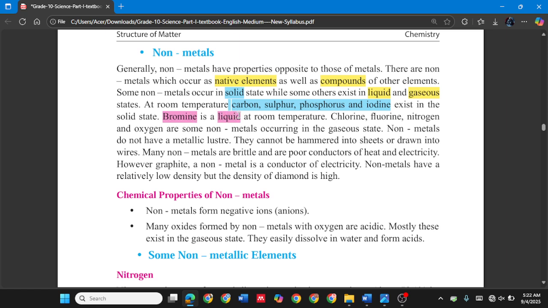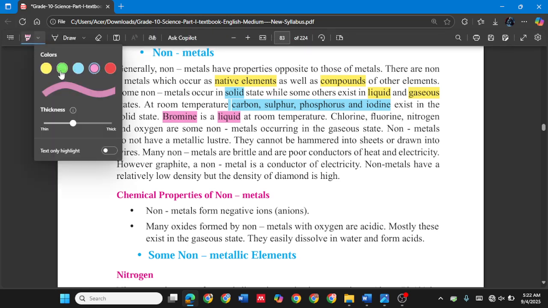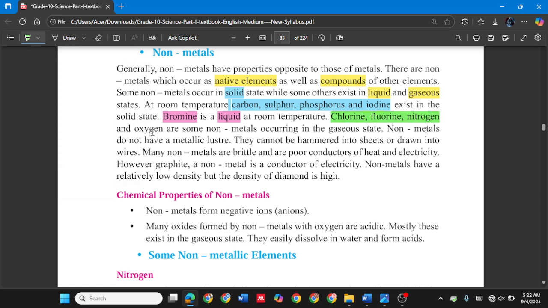Chlorine, fluorine, nitrogen and oxygen are some nonmetals occurring in which state? They are in the gaseous state. So you could find carbon, sulfur, phosphorus and iodine in the solid state, bromine in liquid, and chlorine, fluorine, nitrogen and oxygen in the gaseous state. So when it comes to nonmetals, there are different elements which are in different states.